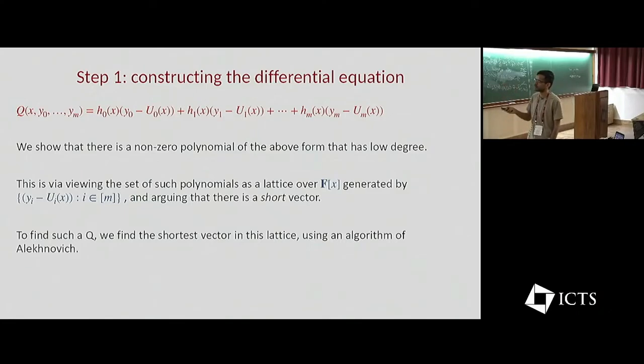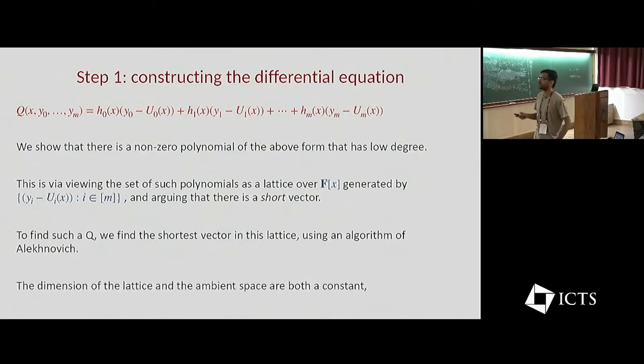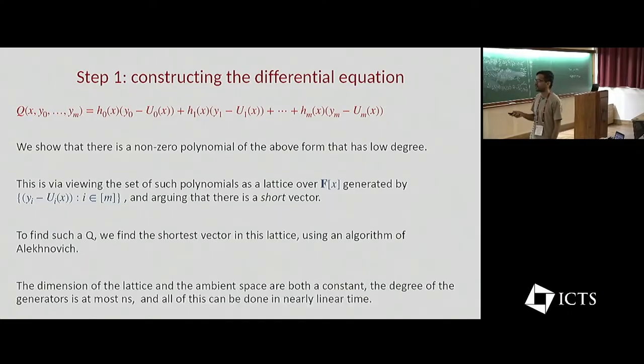The lattice here is very special. The dimension of the lattice and the ambient space are both a constant, so they come from m. And the degree of the generators of the lattice is at most n times s. This was the bound on the degree of ui's. If we look at Alekhnovich's algorithm in this setting, all of this can be done in nearly linear time. So we construct ui's, we look at the generators of this lattice, we feed it into the algorithm that Alekhnovich gave, and what we get is a nearly linear time algorithm to construct q's. So that's the construction of q.